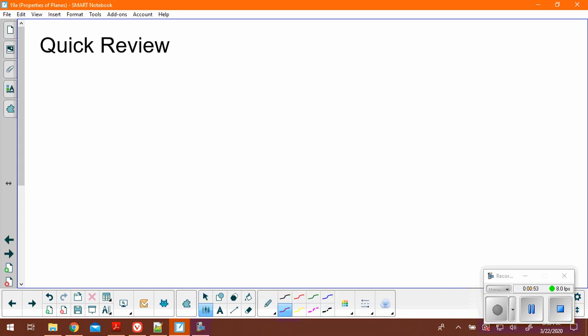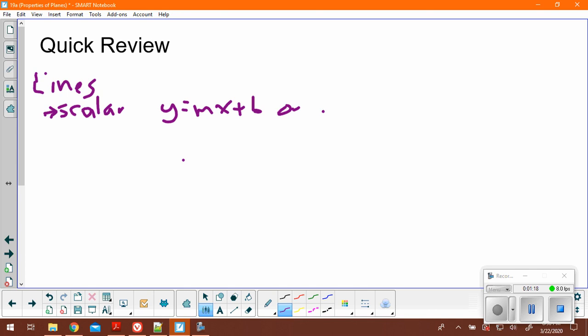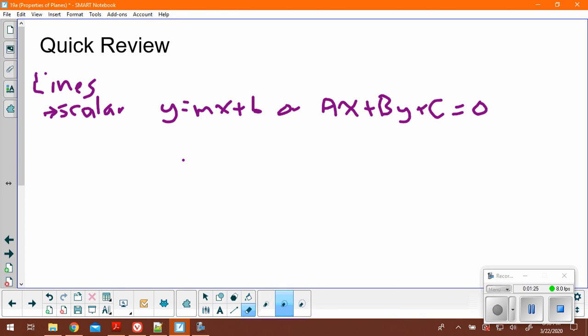What we basically saw so far is that for lines, the scalar form of the equation was the equation that you've already done in the past. The scalar form was like y equals mx plus b, or if you rearrange it, you have what we call the standard form in grade 9, ax plus by plus c equals 0. But then we switched over to vectors.